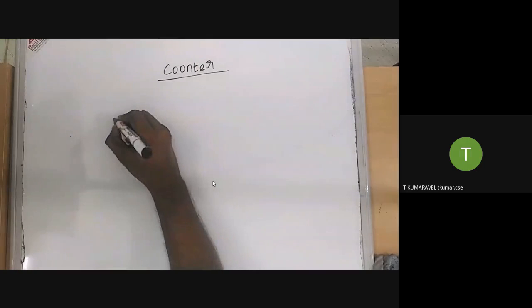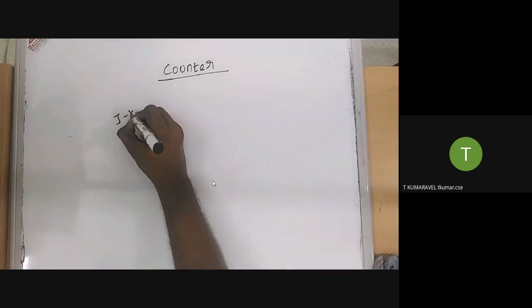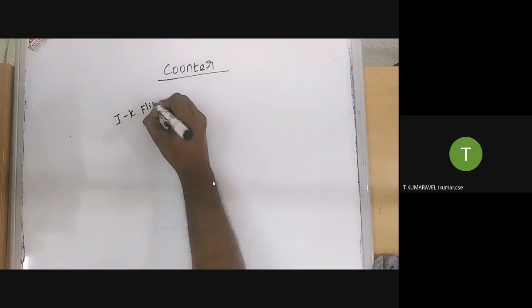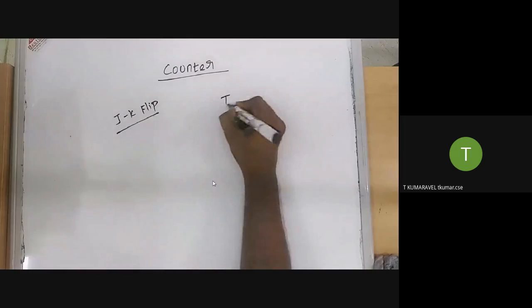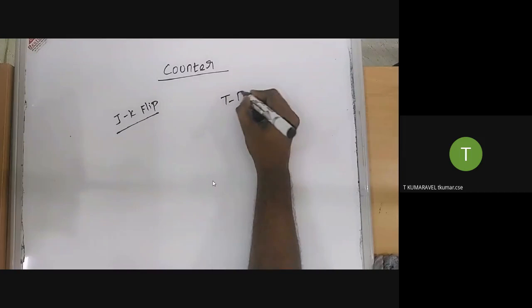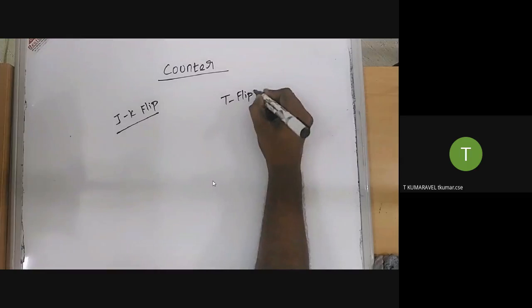After that, we have seen the different ways we are going to implement the counter. In order to implement the counter, we are using two types of flip-flop. One is the JK flip-flop, and another one is the T flip-flop.